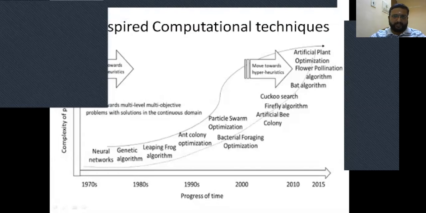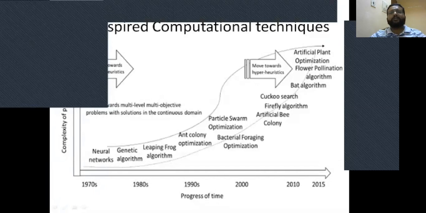How many people are coming in the class now? 23 people have come. How much time has elapsed in the class? Any idea?